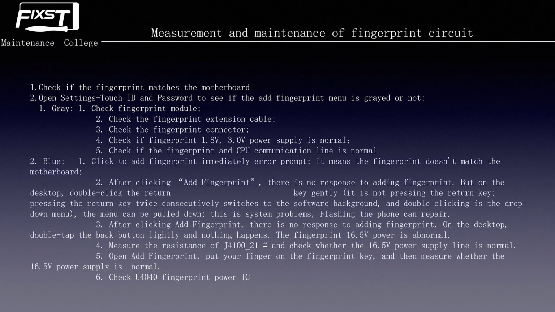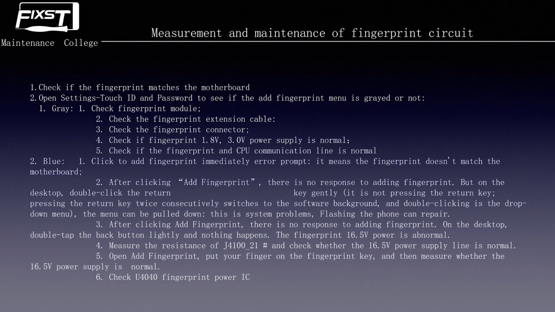This is the difference. And number 3, after clicking add fingerprint, there is no response to adding the fingerprint. On the desktop, double touch the back key and nothing happens. It means that the fingerprint 16.5 voltage power is abnormal.